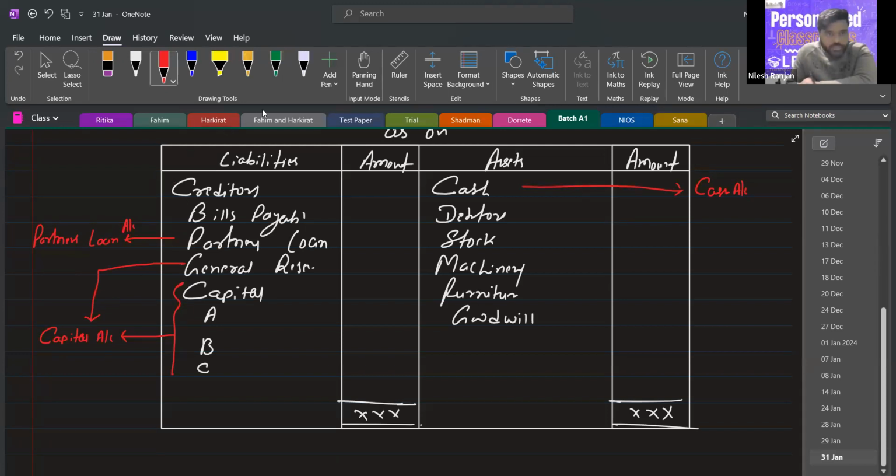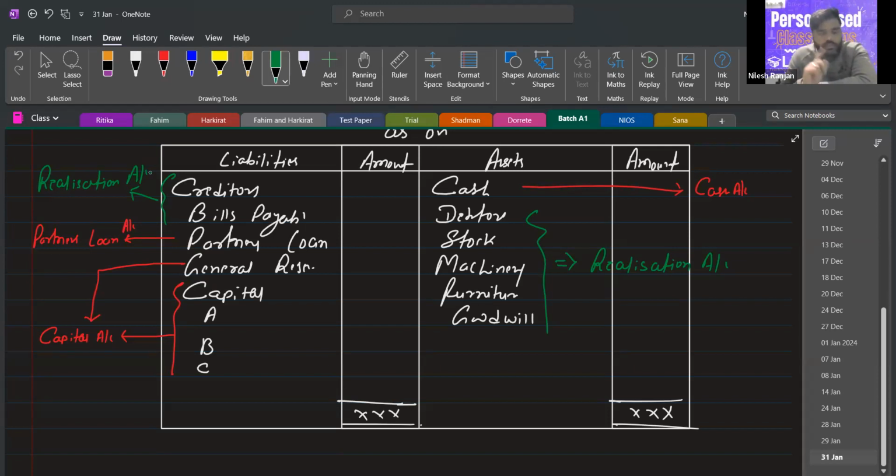Now, creditors and bills payable here, and in this side all other assets except cash. So all other assets, these items will go to realization, and these two also will go to realization account. So you can see we are not leaving any single item in the balance sheet. You have to clear all the balance sheet items.